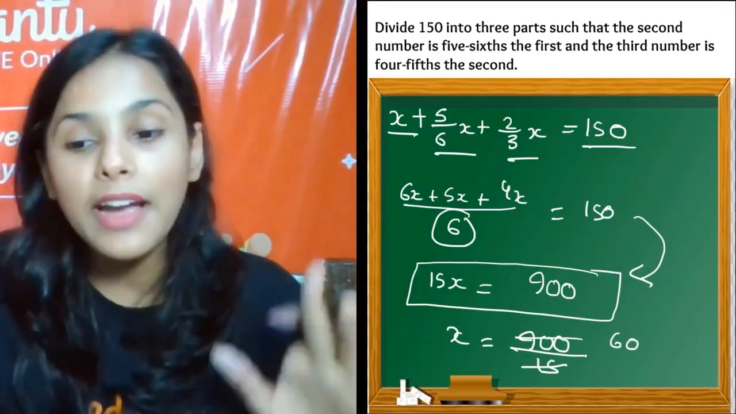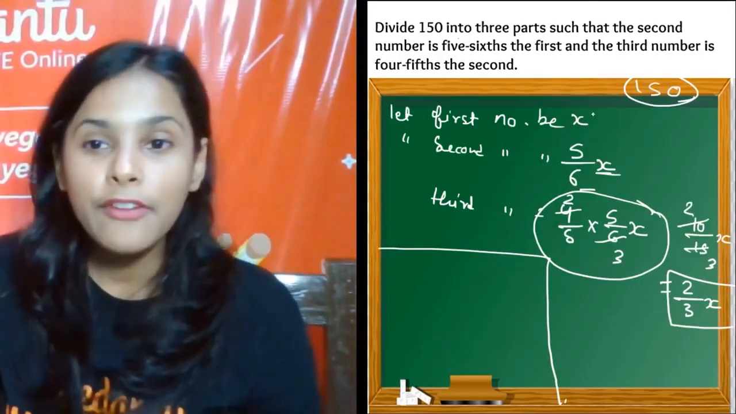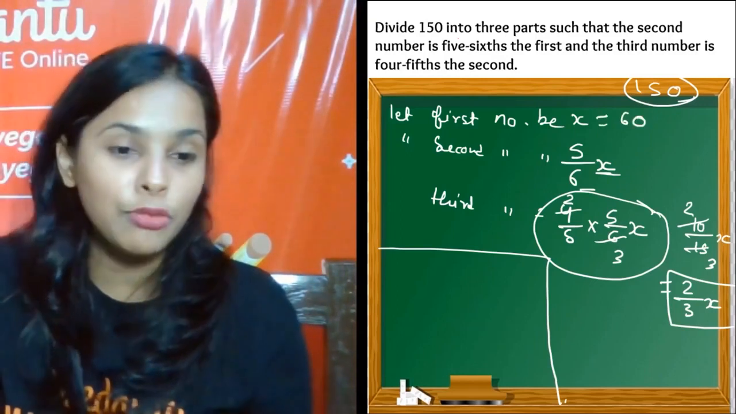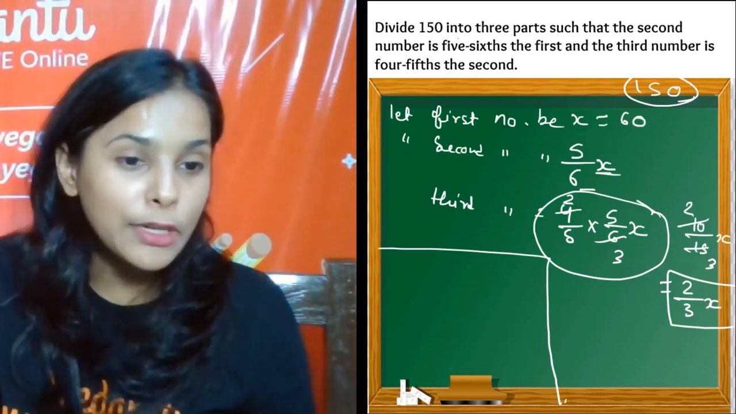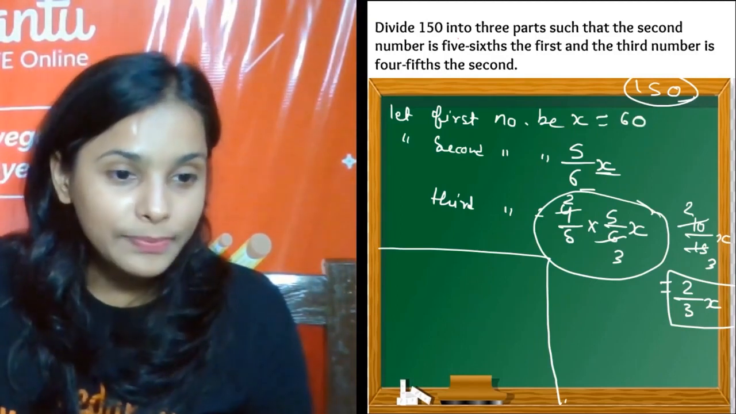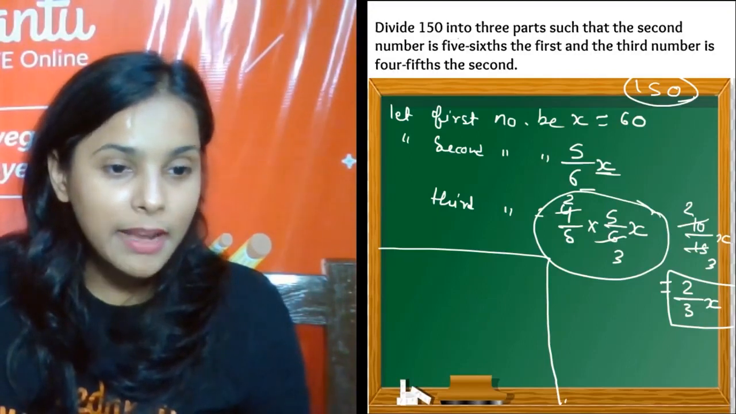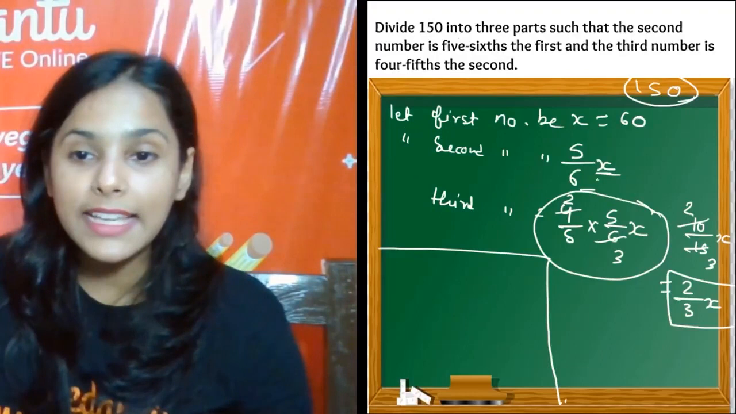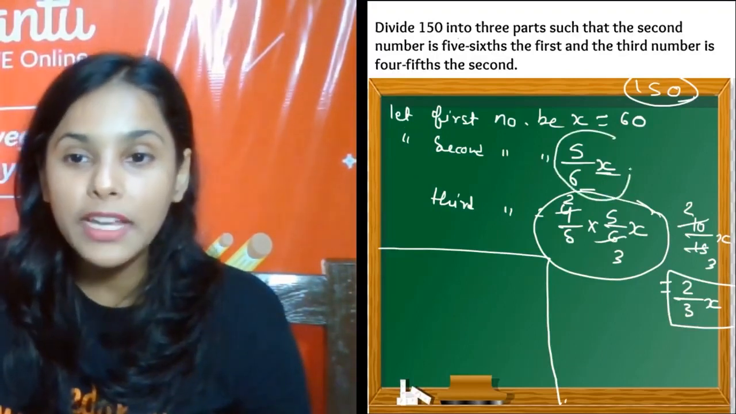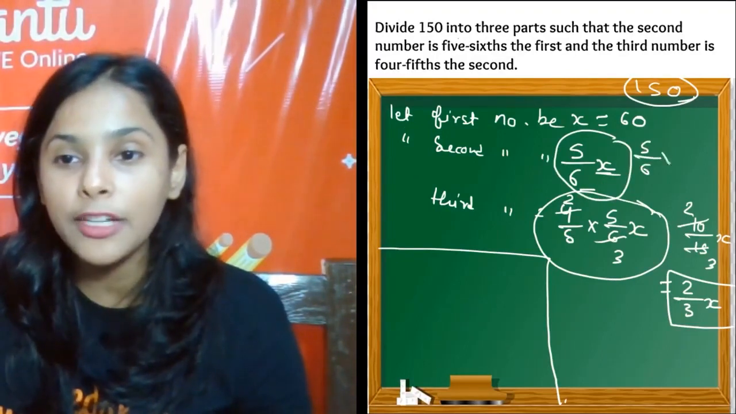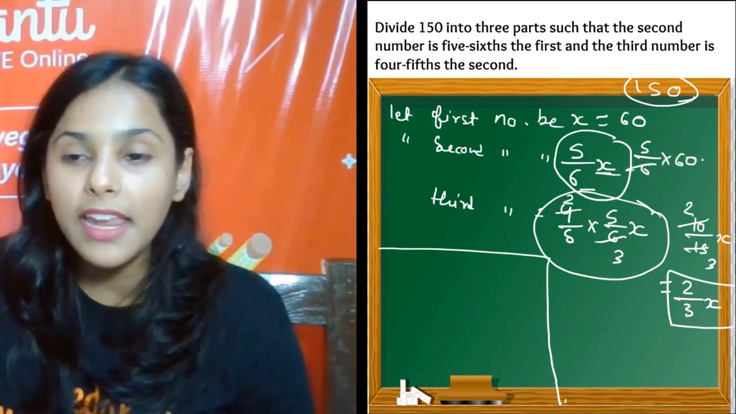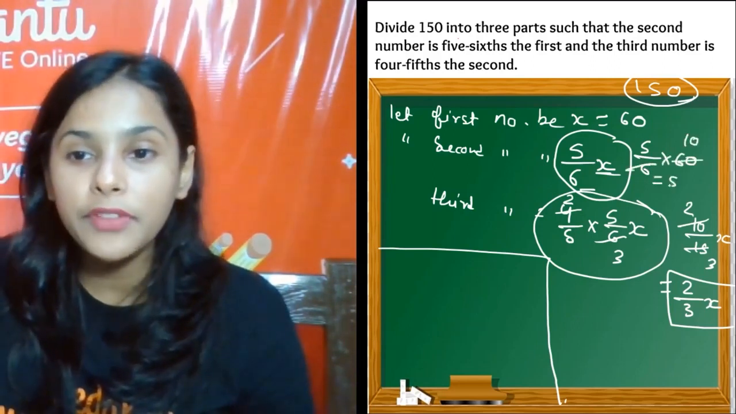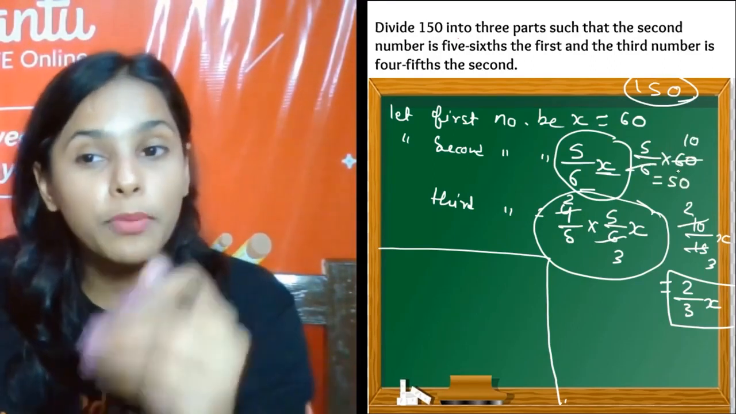अब जब आपका x 60 आ चुका है, फर्स्ट नंबर आपका 60 आ चुका है, तो आपका सेकेंड नंबर जो था वो क्या था, सेकेंड नंबर जो था आपका 5 by 6 x था. तो इसको आपको निकाल लेना है 5 by 6 into 60. So 6 से ये गया 10 and it became 50. So second number would become automatically 50.